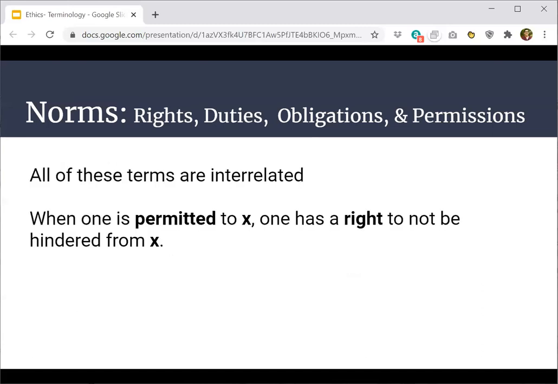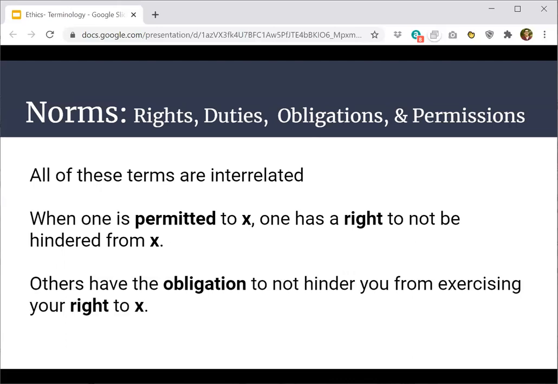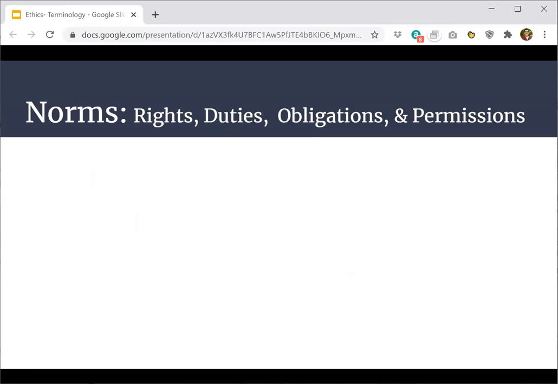When one is permitted to do some action X, one has the right to not be hindered, right? Stopped from doing X. Others have the obligation to not hinder you from exercising your right to X, right? Insofar as you're permitted to X.